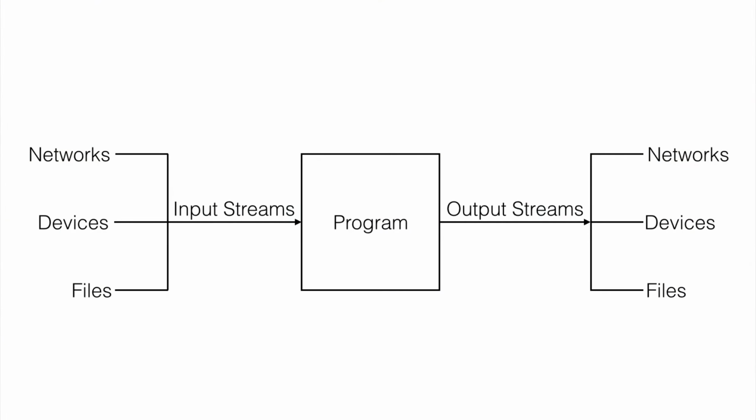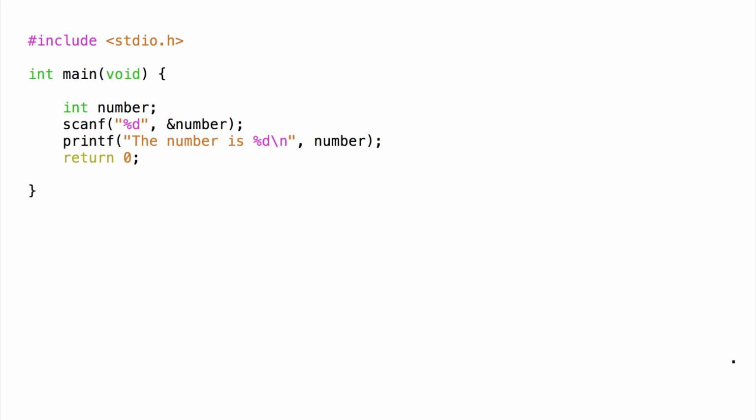It is possible to change or redirect a stream when a program is executed. As you learned in the previous video, standard input refers to the keyboard by default. You can change this using input redirection. This is a small program that uses scanf to read an integer. By default, the program will read an integer from the keyboard.